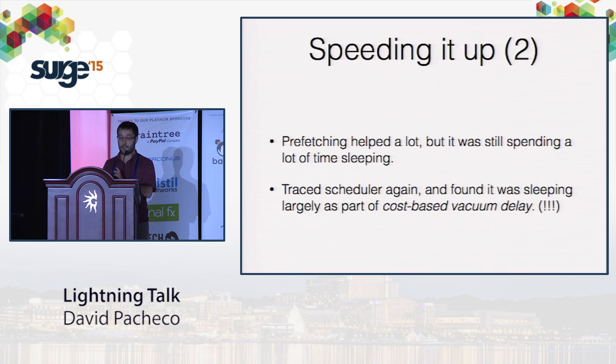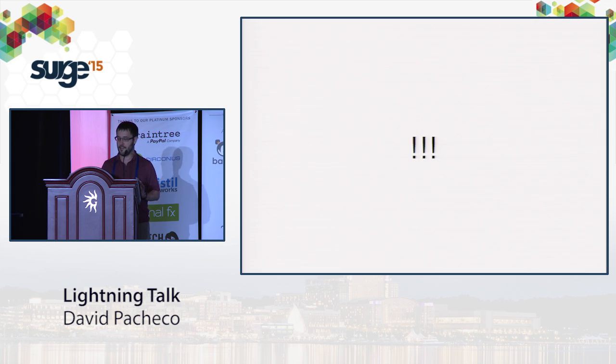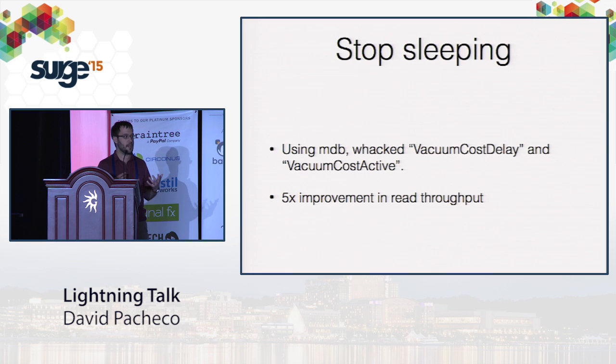The next thing we did, we found it was actually still sleeping a lot, but this time it was in a mechanism within Postgres called the cost-based vacuum delay. This is a mechanism that's there to prevent the auto vacuum process from taking over all the resources on the system. And so it literally just sleeps every period of time for a little bit, which is exactly the wrong thing to do here, because this was literally the only process in the database which was not currently blocked on this process. So that was actually exactly the wrong thing, which was unfortunate. And there's no dynamic way to change this, but it's our computer. It's all just memory, right? So we just use the debugger to whack these global variables, and we get a 5x improvement in read throughput.